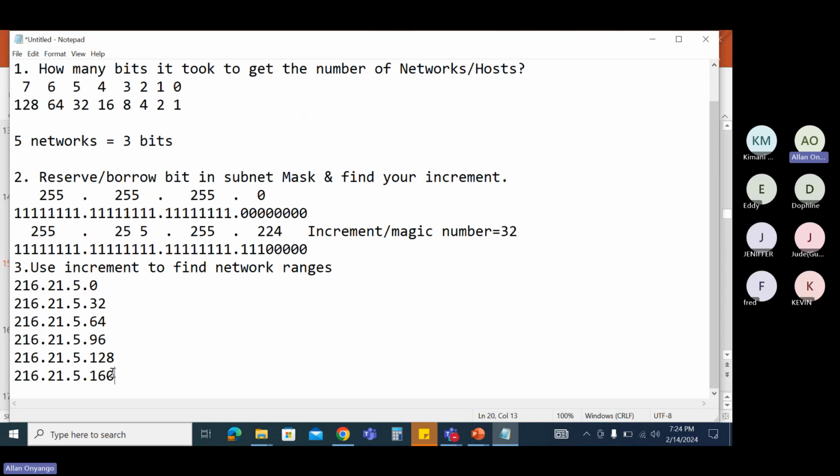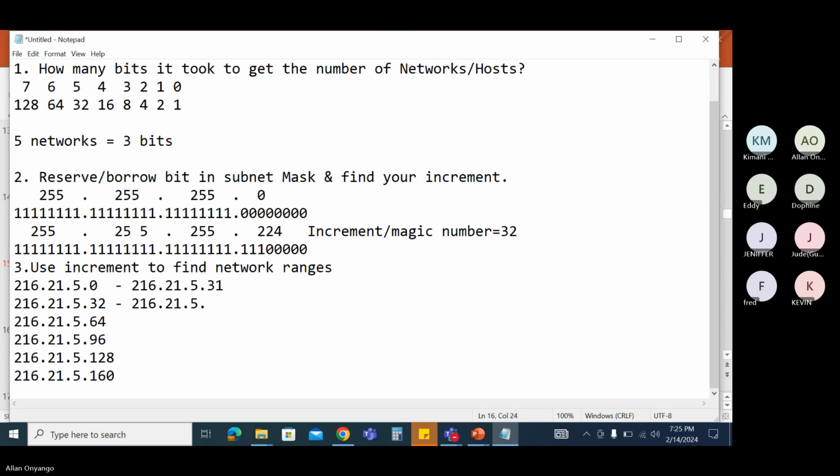But we are supposed to find networks. You know, a range starts from somewhere and ends somewhere, isn't it? Good. Check this out. Now, the first network is 5.0 here. The second network is 5.32. The first one started at 0, and the second one started at 32, so it means the first one ended at 31. Very good. It ended at 31 here.